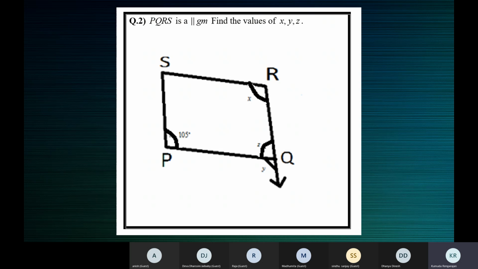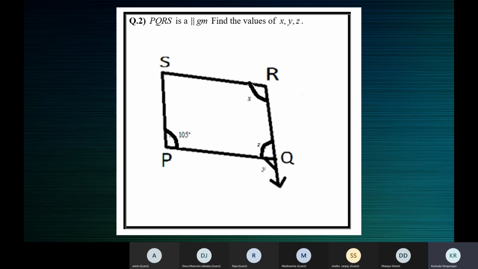Somebody said 105 plus Z is equal to 180. That's fine. But let's find Y. After finding X, let's find Y. How do we find Y? Ma'am, Y is the corresponding angle of X, ma'am. So corresponding angles are equal and Y is equal to 105 degrees, ma'am. Very good. X and Y are corresponding angles.